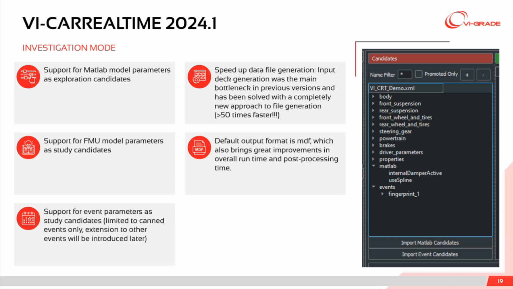With 2024.1, we introduced the possibility to include as parameters for the investigation the parameters of any FMU which is connected to the model, as I mentioned before, and the parameters of a Simulink model to be executed in co-simulation with VI-CarRealTime. So it is possible to directly consider, as a design of experiments factor, the parameters defined in the Simulink workspace of the model.